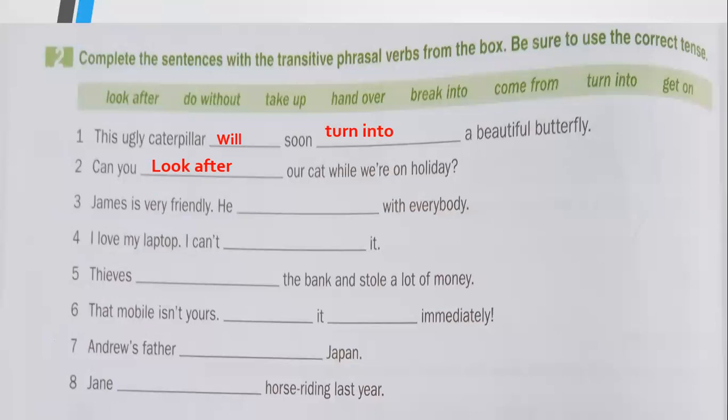James is very friendly. Excellent, he gets on with everybody. هلا انتبه هون يا تاسع. He is the subject. Gets on with اللي هي الفريزال verb. هلا gets on with مش لحالها gets on. Gets on with هاي phrasal verb بمعنى to be sociable or friendly with others. إذن where is the object في هاي الجملة اللي هي everybody.